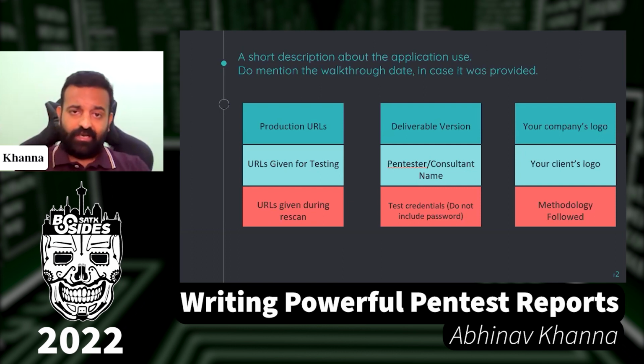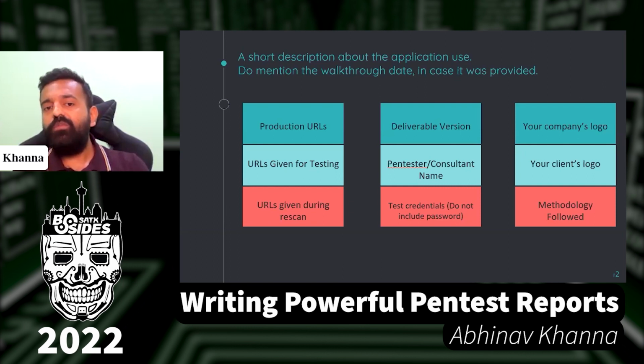The reason I mention this is that I faced an incident in my career where the vulnerability was fixed on the rescan URL, but was open on the URL given for scan one, because the rescan URL and the first scan URL were both different. So to avoid that confusion, mention the URL that is given to you each time for the testing. Deliverable version. I guess that's a given.